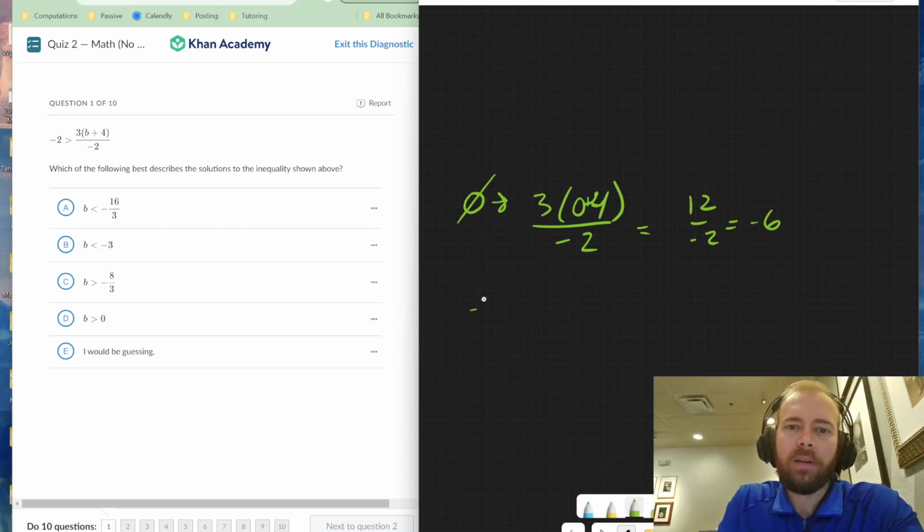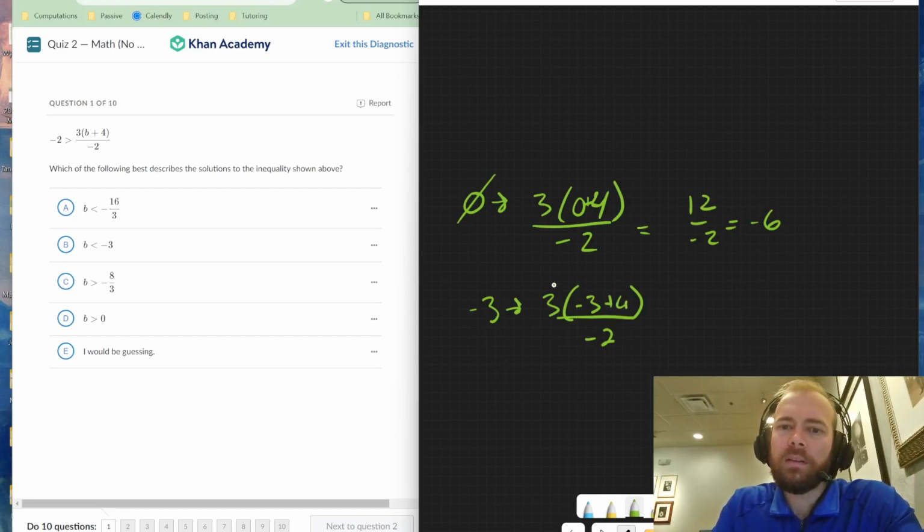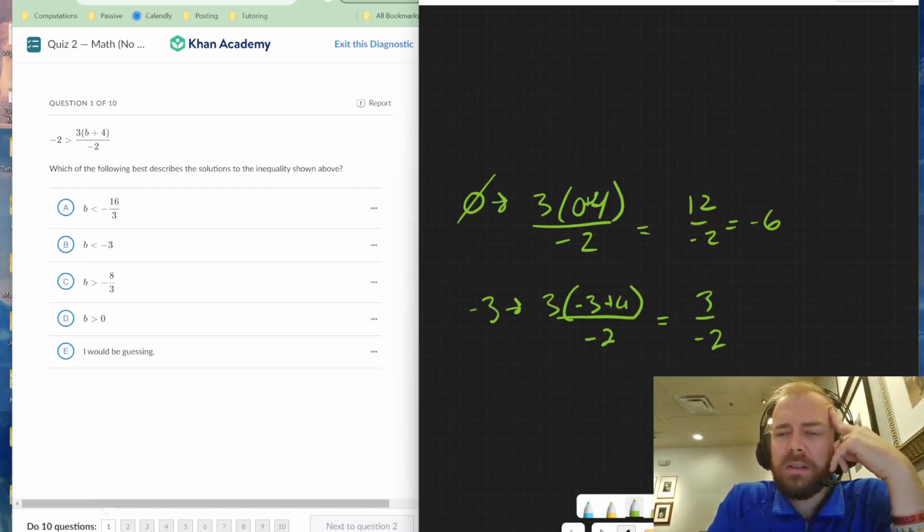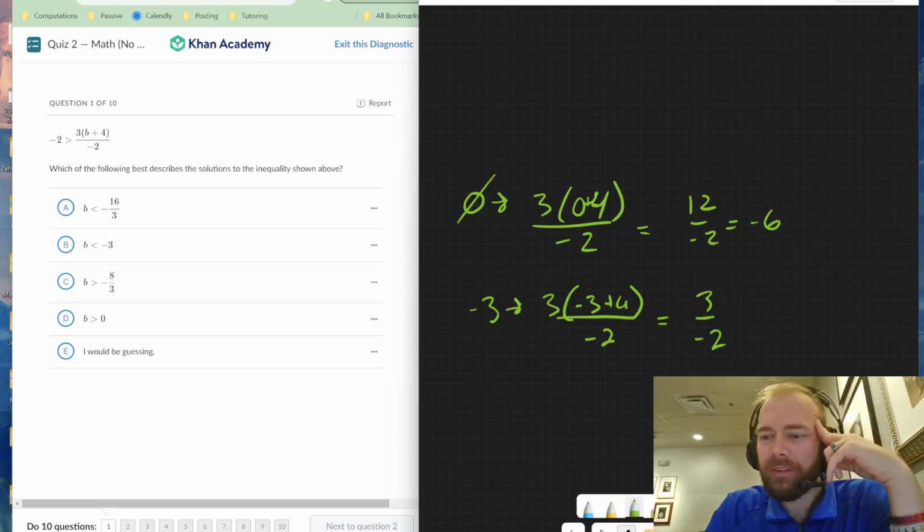What about negative 3? Well, let's try it. Negative 3 plus 4 is 1, over negative 2. Then 1 times 3 is 3, so that's 3 over negative 2, which doesn't simplify into anything nice. So unfortunately, it's not B or D. It's neither of those options.